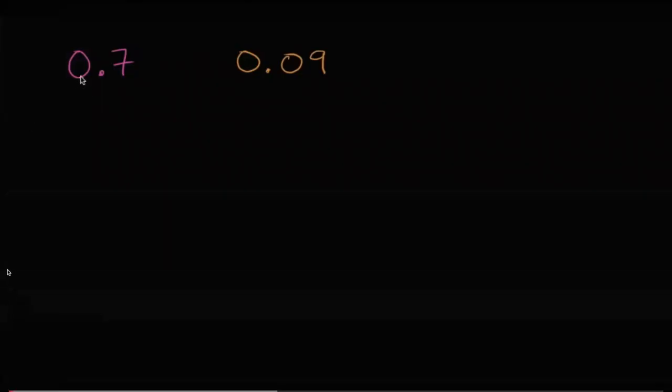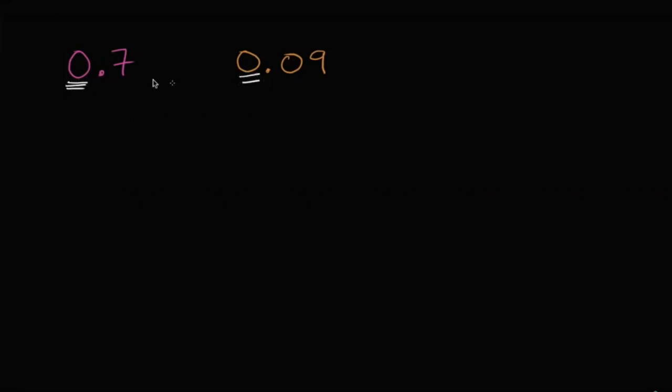Let's compare the number 0.7 to the number 0.09. There's a bunch of ways to do this, but the way that I'm going to tackle it is I'm going to start looking at each of the digits, starting with the leftmost digit. We can start right over here in the ones place, and you always want to compare ones place to ones place. So for example, if we compare these two numbers, they both have 0 ones. So the ones place doesn't tell us much.